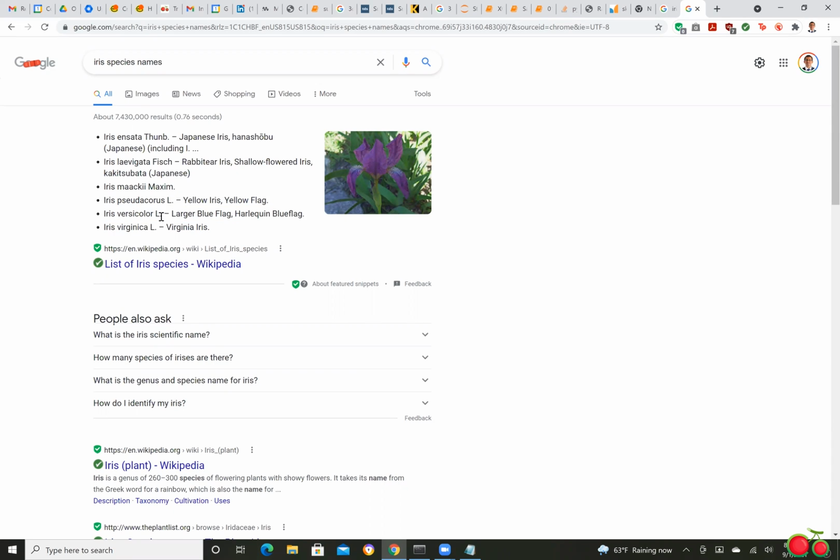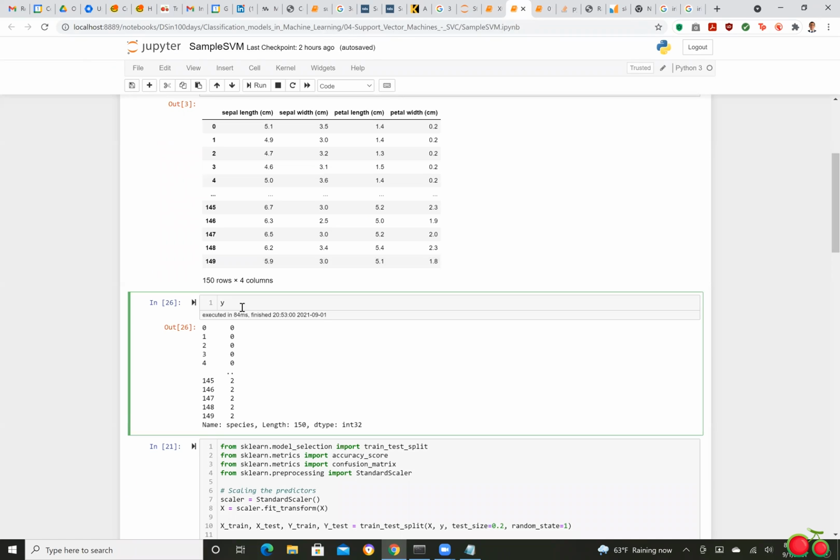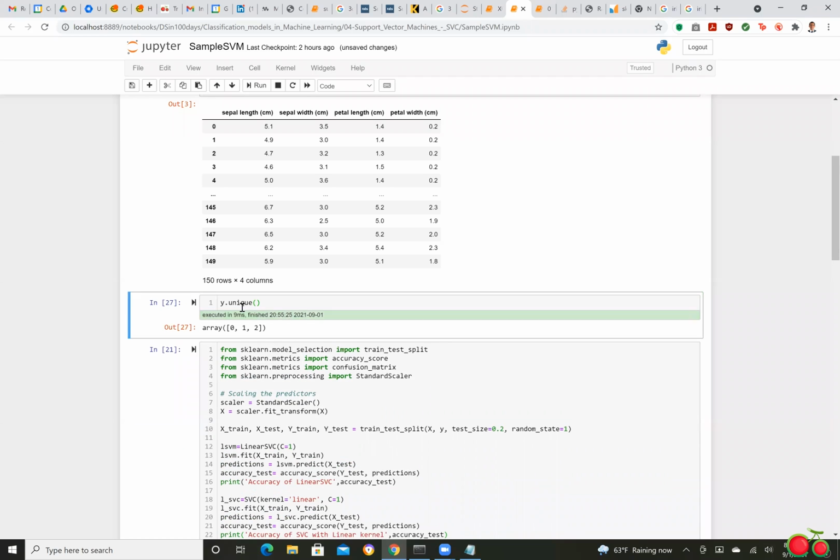I don't think Pseudochorus is one of the ones, but anyways, imagine that these three are the three different species. I will name Pseudochorus as 0, versicolor as 1, and virginica as 2. And that's exactly what you see here in these labels. If I do unique, I see that there are 3 unique values, 0, 1, and 2, in this particular target variable.